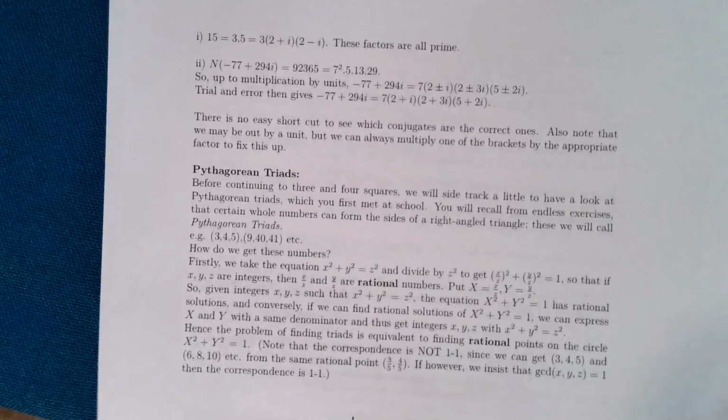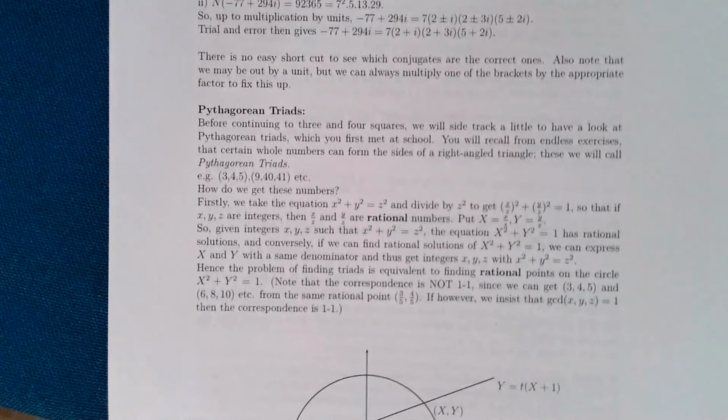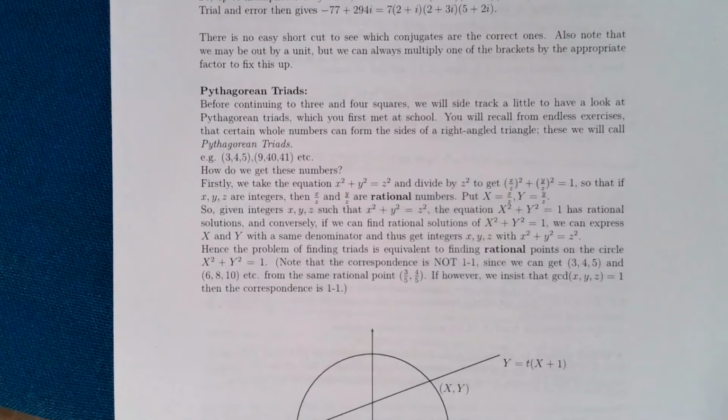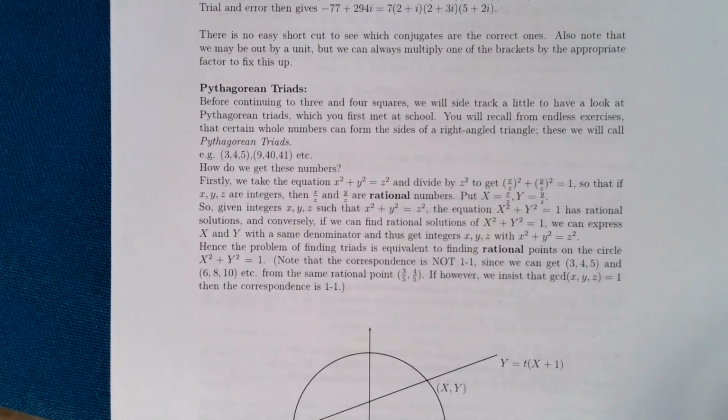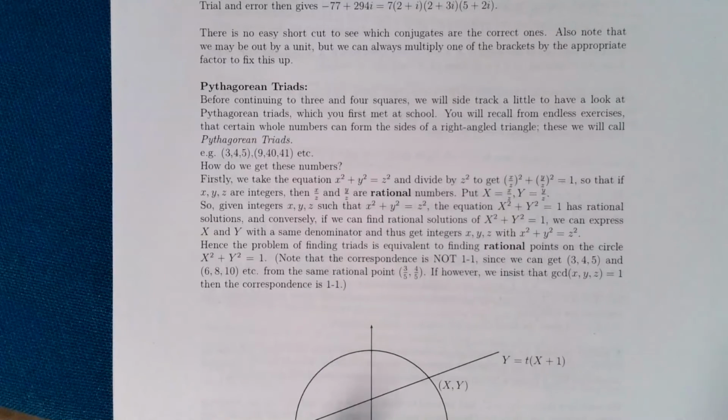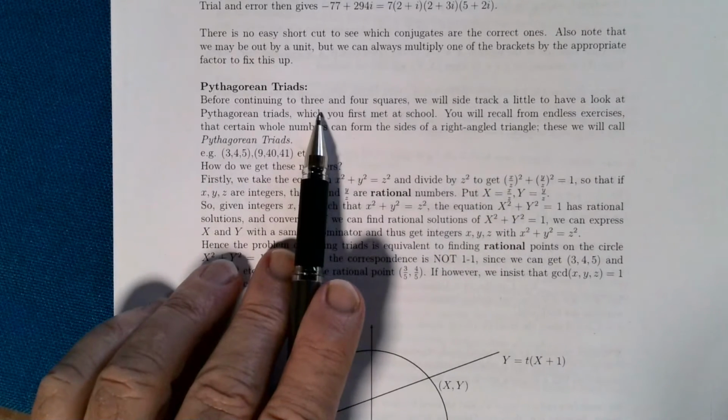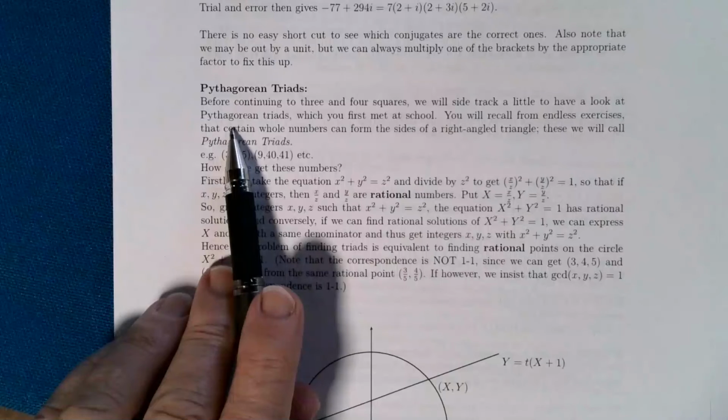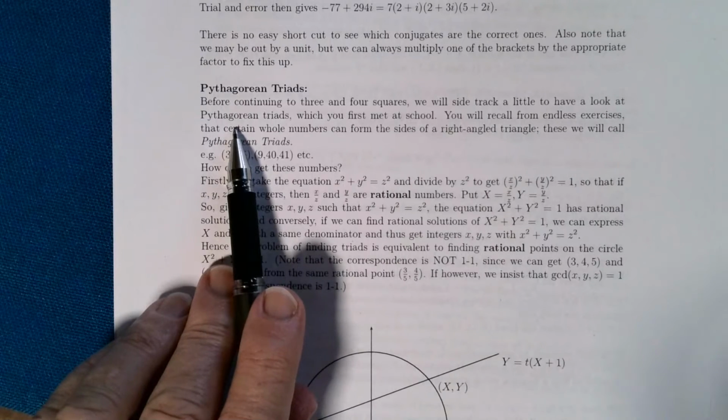Well, we've dealt now with sums of 2 squares, and we will look at 3 and 4 squares, but before we do that, I thought we'd just sidetrack a little bit and have a look at Pythagorean Triads, which you probably met first at school.